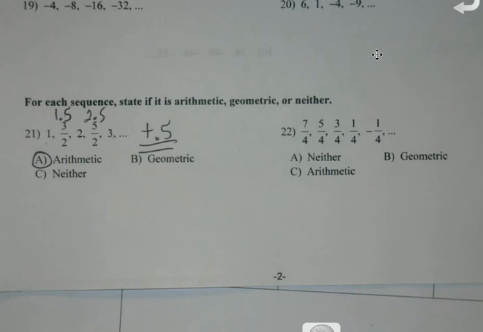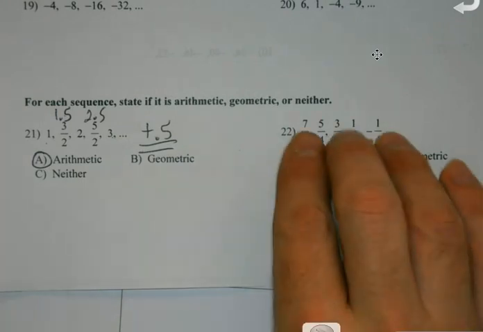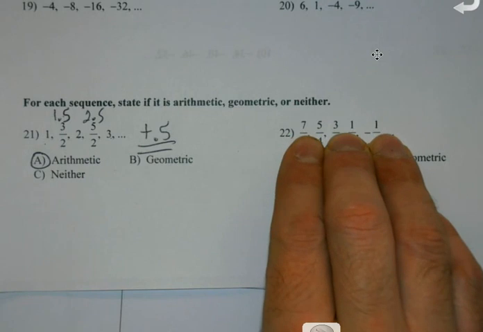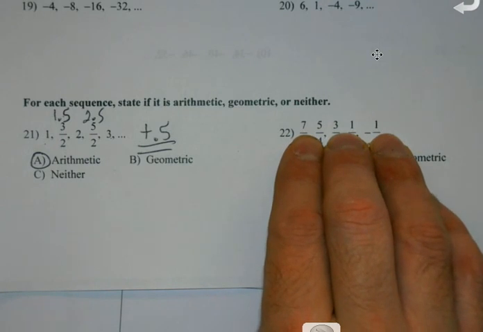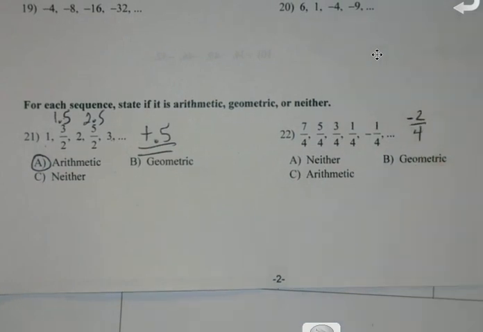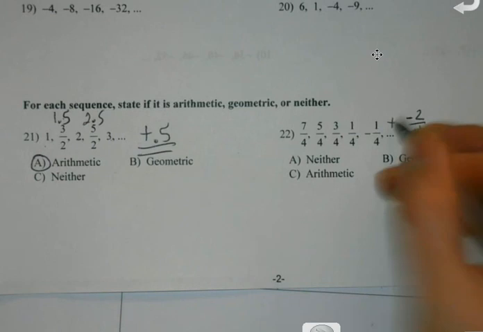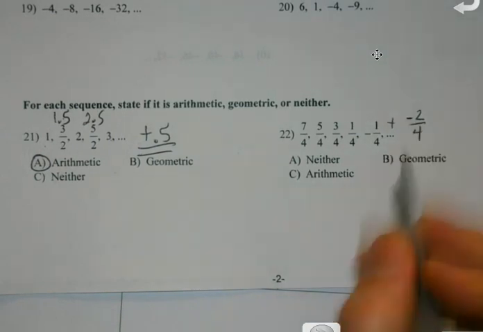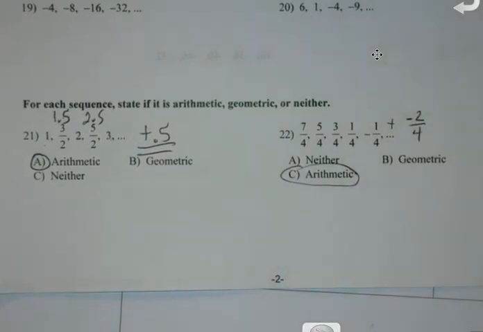Let's see what we're doing on 22. Forget about the 4s for the minute since they're all the same. If you were going from 7 to 5 to 3 to 1 to -1, I'd be doing -2, and then I just keep the bottom the same. So I'd be adding -2/4. And since I'm adding, okay, it's arithmetic, but I still want to see the pattern.